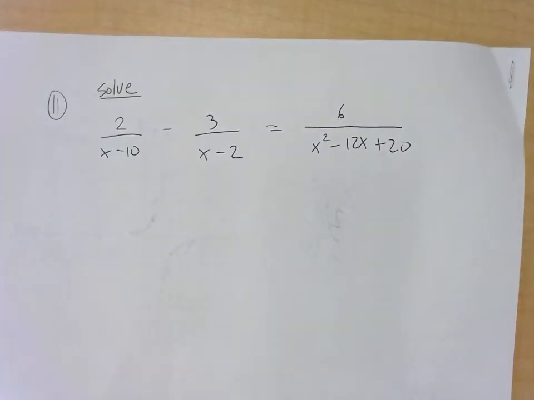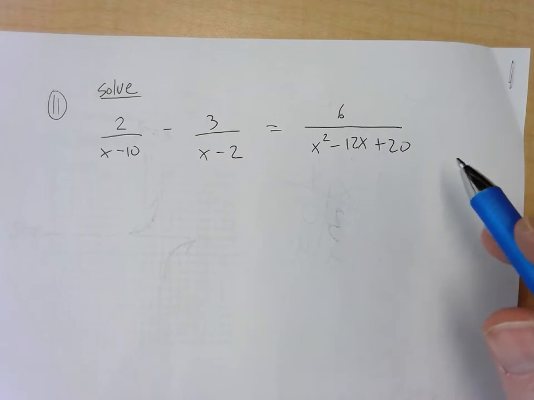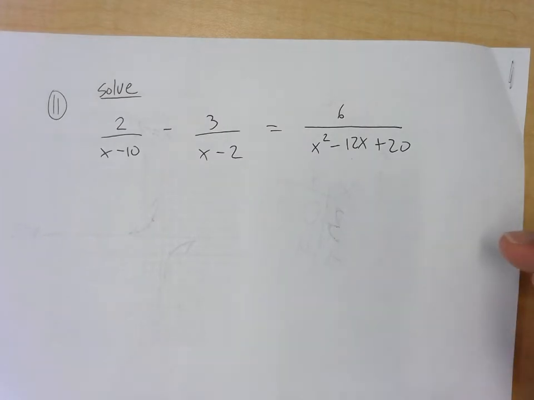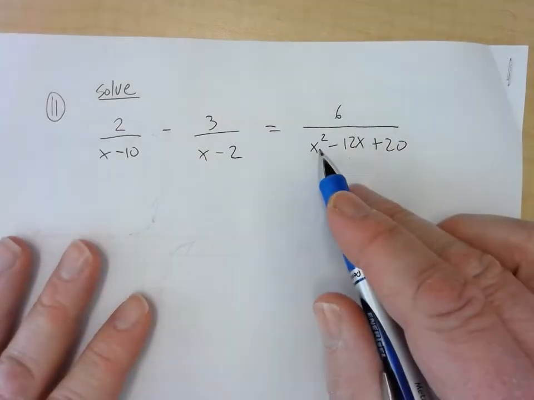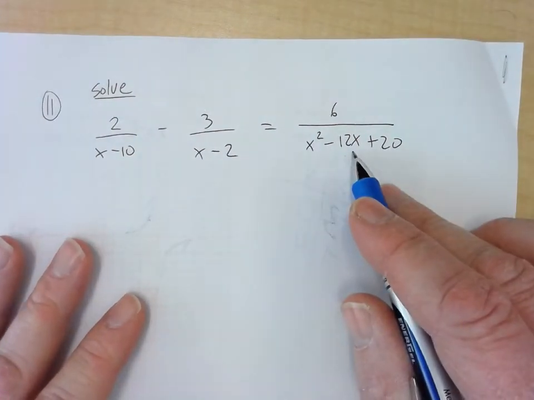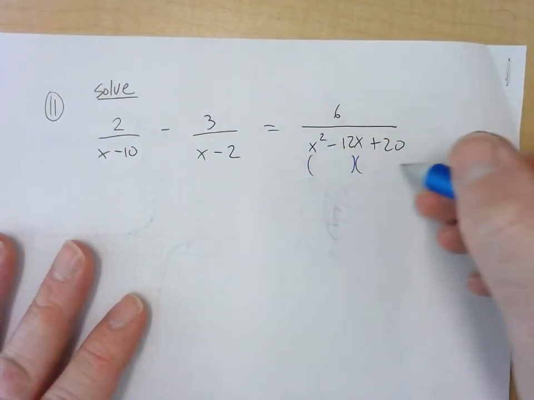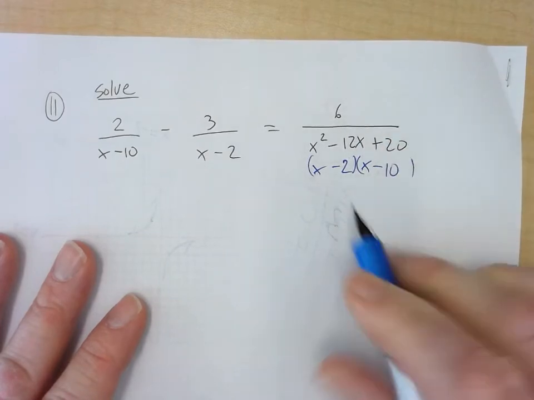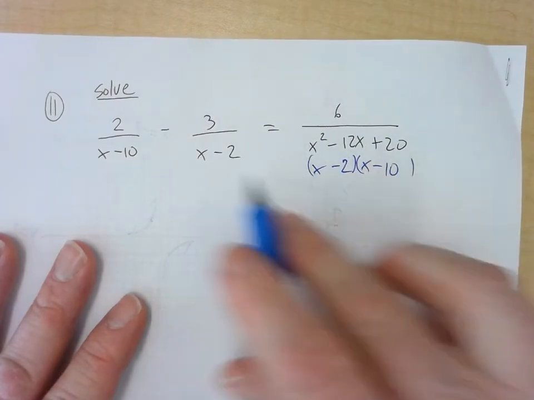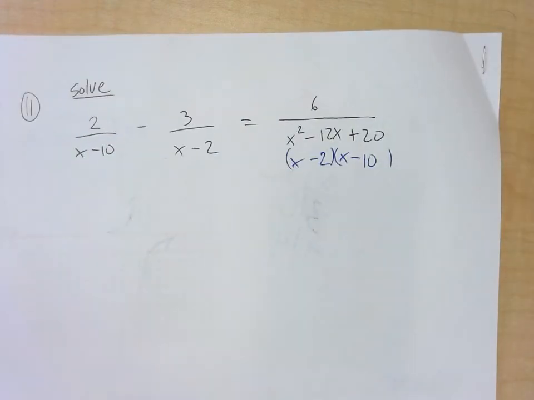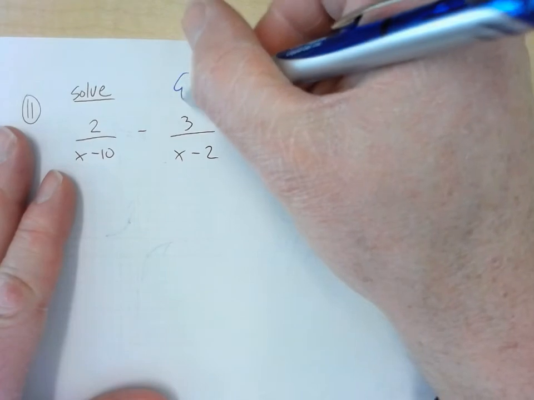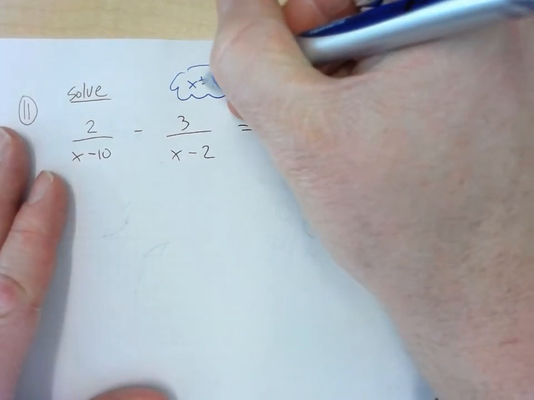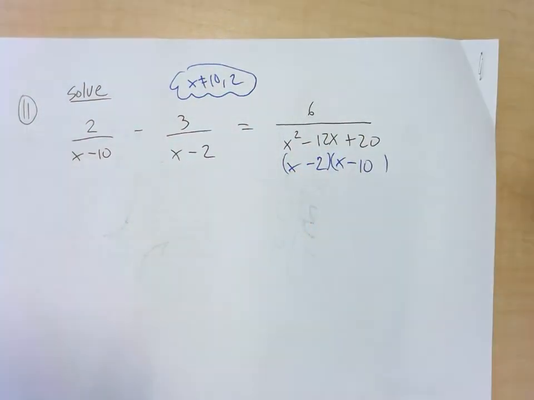Okay, problem on the back side. Wow! This one's crazy. Now, what's nice about this problem is the fact that this times this is actually this. So if you factor this, you'll see it, x and x minus 2 and minus 10. So this times this is this and that. So we're hot on the trail of our LCM. So puffy cloud, x cannot be 10 and 2.